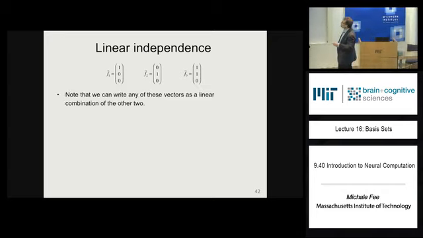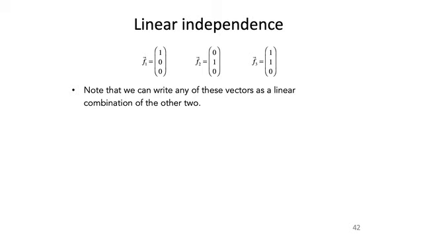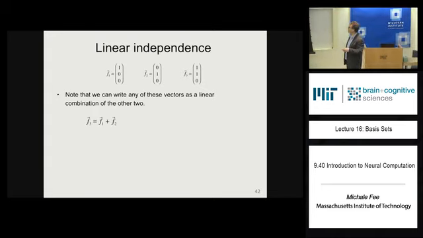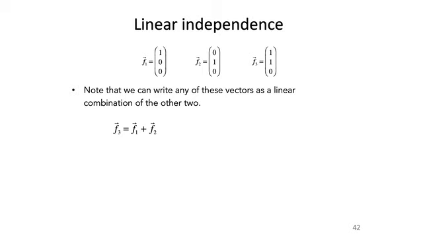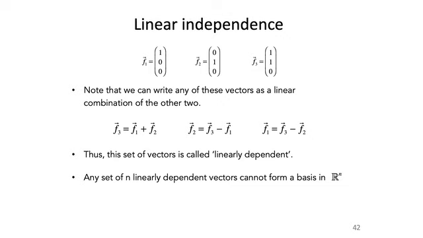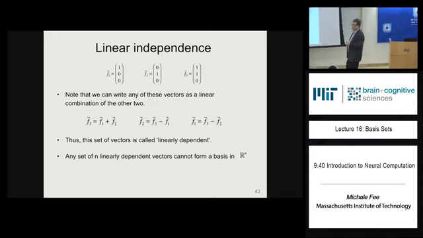Okay, so let's take a look at these 3 vectors. The other thing you notice is that you can write any one of these vectors as a linear combination of the other 2. Okay, so you can write F3 as a sum of F1 and F2, right? The sum of those 2 vectors is equal to that one. You can write F2 as F3 minus F1. So any of these vectors can be written as a linear combination of the others. And so that set of vectors is called linearly dependent, okay? And any set of linearly dependent vectors cannot form a basis.